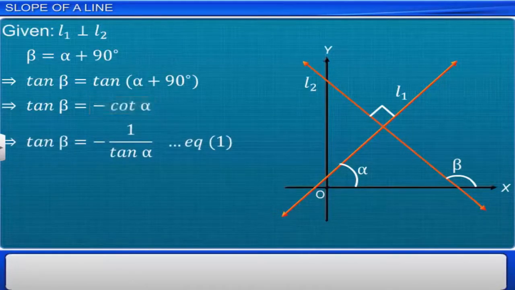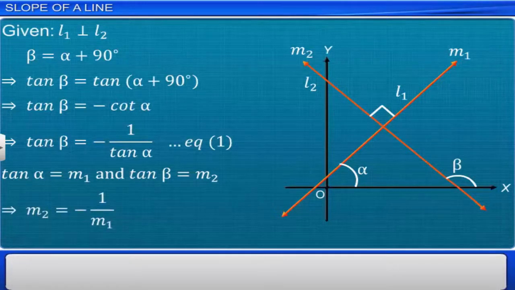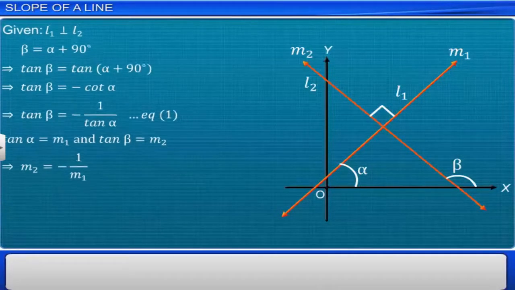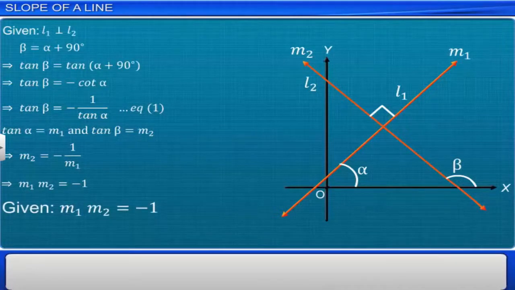Now, tan alpha and tan beta represent the slopes of lines L1 and L2 respectively. Putting these values in equation 1, we see that slopes of two perpendicular lines L1 and L2 are the negative reciprocals of each other. We can also say that the product of the slopes of two perpendicular lines is equal to minus 1. The converse is also true, that is, if the product of the slopes of two lines is minus 1, the two lines are perpendicular to each other.